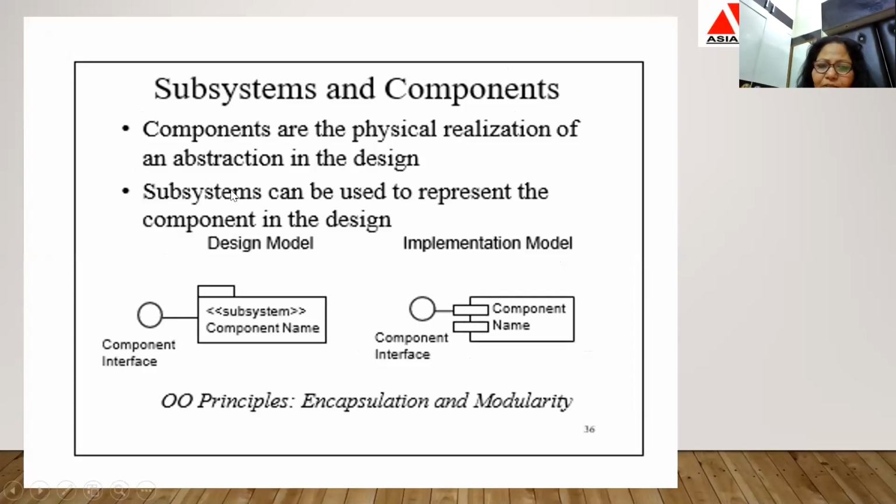And if you are talking about the subsystem and component, then the subsystem will be represented in the form of this, and the component is this. So the subsystem as well as the component name will come, and this rectangular box will come here. And this is the component interface by which it is related. So this is the subsystem component name, and here you have to represent the component whose part is this.